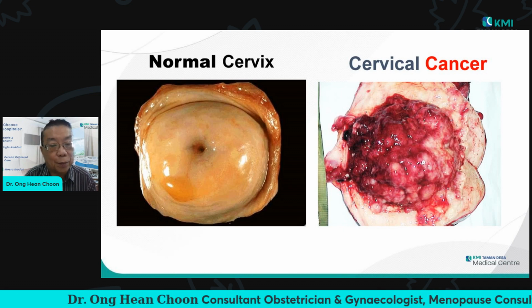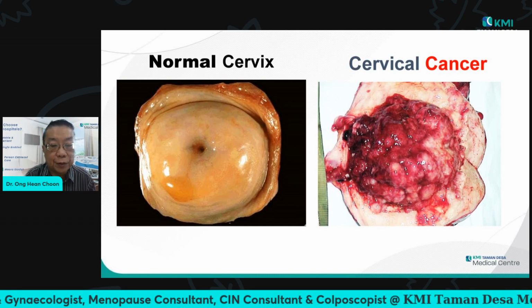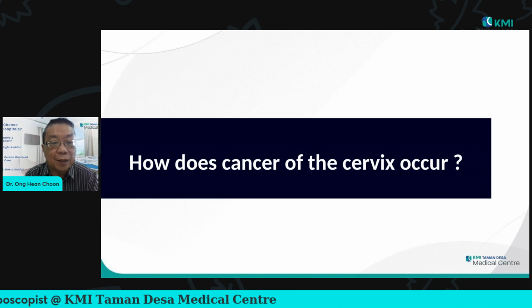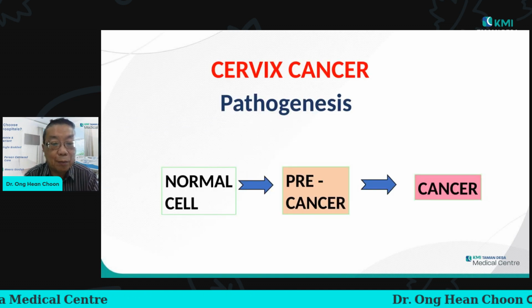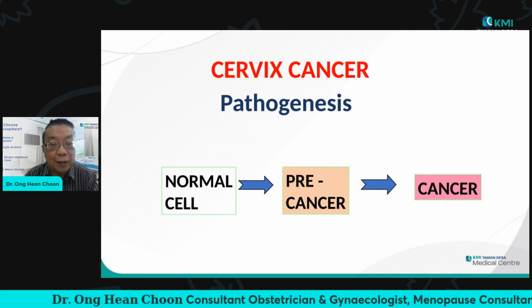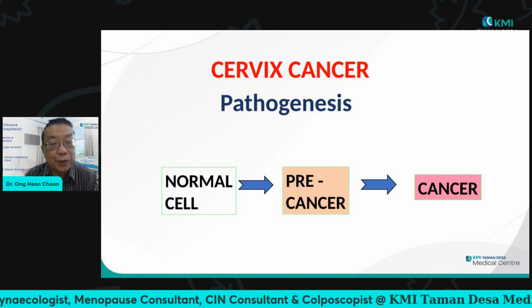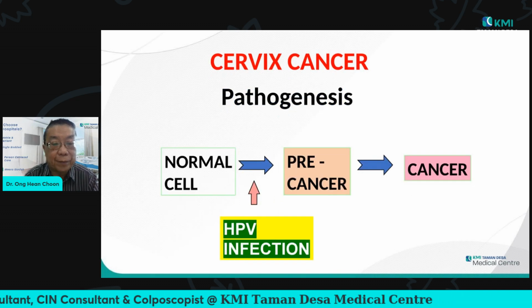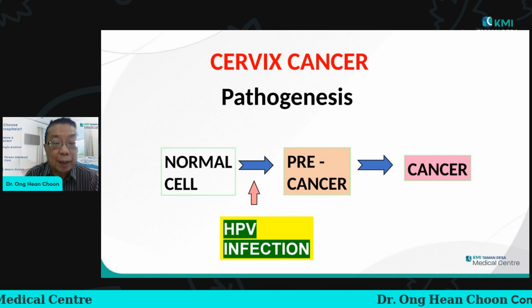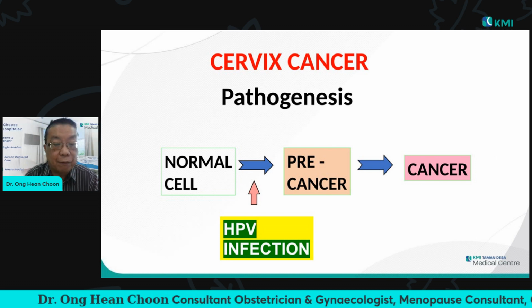This is a picture of a normal cervix, and this is a very bad, angry cancer in the cervical region, destroying almost the whole cervix. The first thing to ask ourselves is, how does cancer of the cervix occur? Briefly, a normal cell of the cervix can change into precancer, and if this is not checked, it can change into cancer. This is the simple pathogenesis of how cancer of the cervix can happen. All the studies currently show that the main culprit in causing this change is infection by the human papilloma virus.